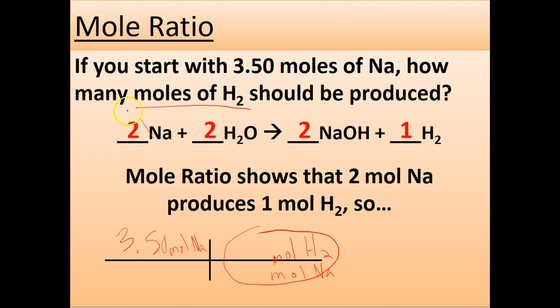So Na, if we look up here, is 2. I'm going to write that in. And then H2 is right here. This one's going to be 1. Moles of Na is going to cancel out. I'm left with moles of H2, which is what we're looking for. If we multiply the top and divide by the bottom, then we're going to see our answer. 3.5 times 1 divided by 2 is going to be 1.75 moles of H2. And then we can check significant figures. Up here we started with 3, then in my answer here we have 3.